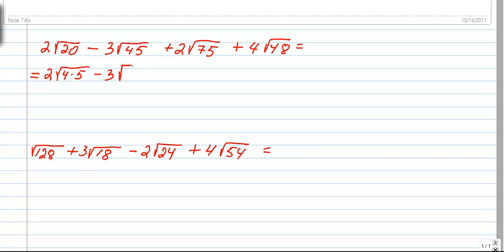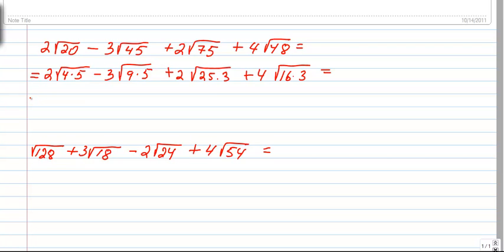Next radical we break as 9 and 5. And for 75, the arrangement will be 25, perfect square, and prime by 3. And the last one, 48, is 16 by 3.